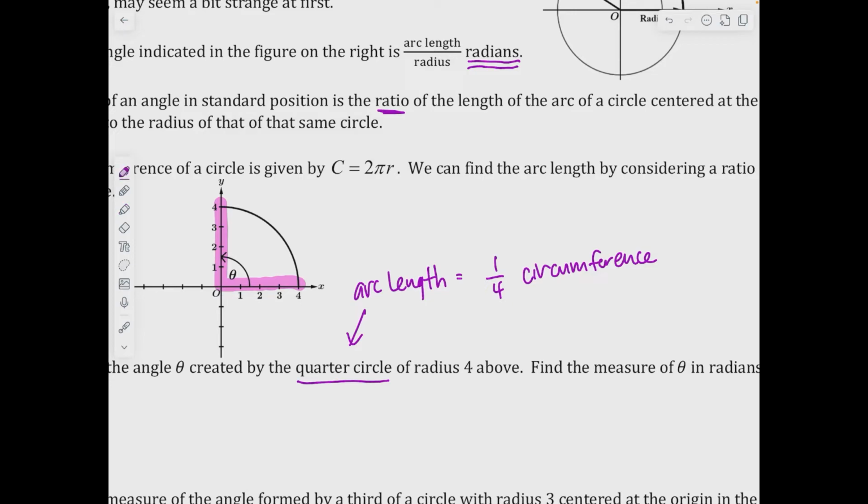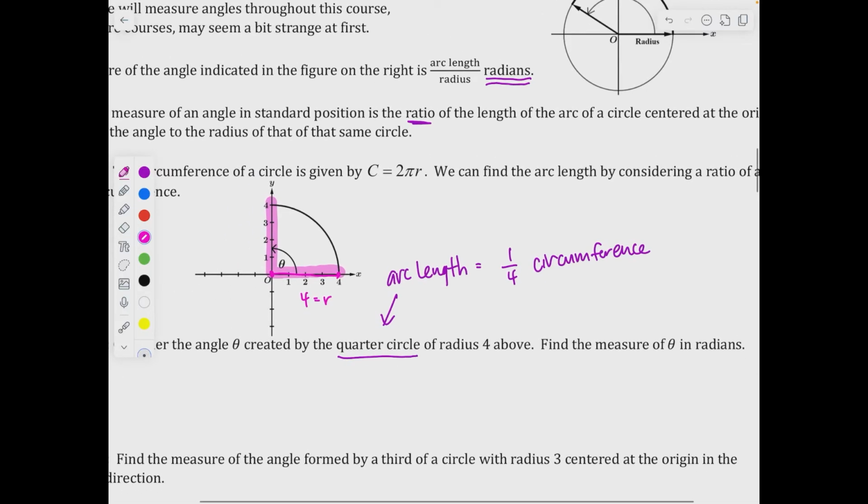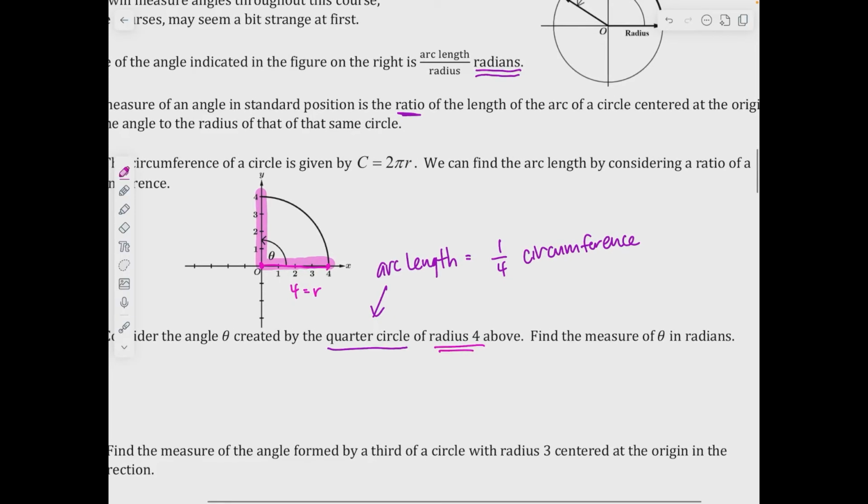Okay? Now, notice that my radius goes from 0 to 4. So that means that my radius is going to be 4. So I can use that in order to find the circumference. So my arc length is going to be 1/4 times 2 pi r, which is 2 times pi times 4. So 1/4 of 8 pi leaves me with 2 pi. So that would be the arc length.